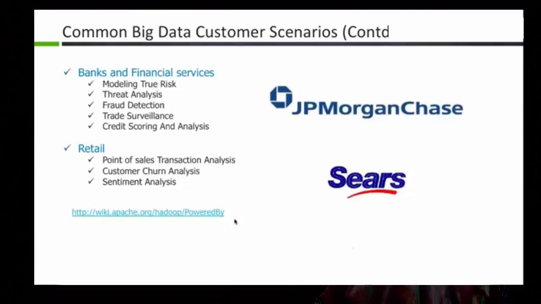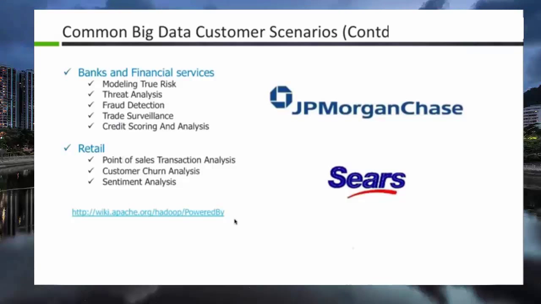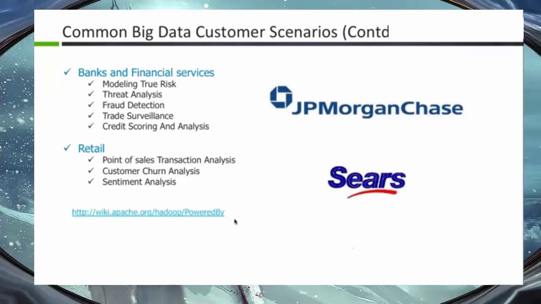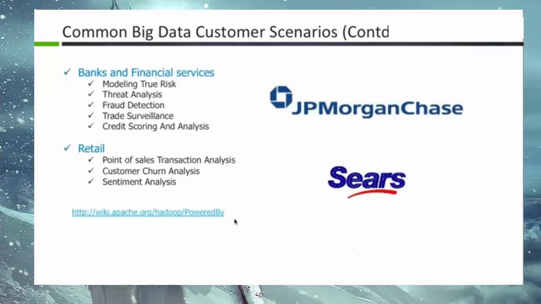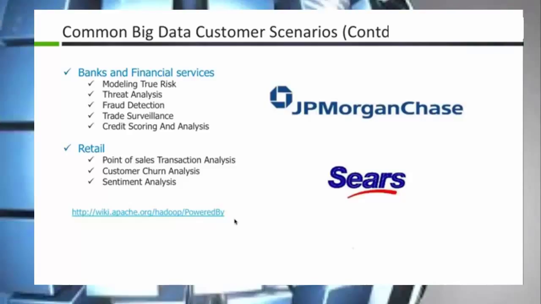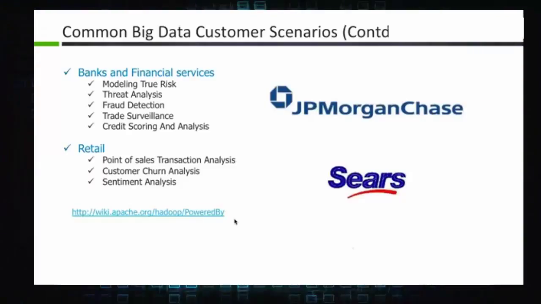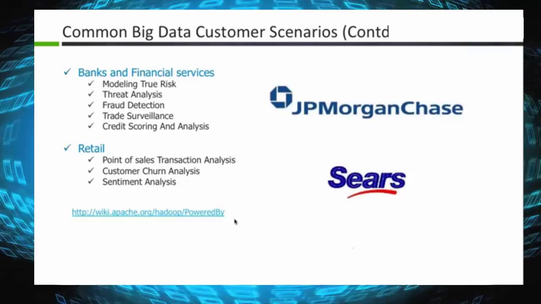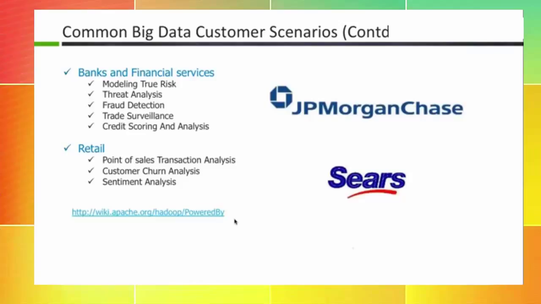Now in banks and financial services, JP Morgan Chase, for example, is one of the largest banks. In fact, all the top 5 banks use Hadoop. Three of the top 5 banks use the Cloudera Hadoop itself. So what do they use Hadoop for? Basically, for modeling true risk. What that means is that for a particular loan or a particular transaction, you look at what the risks associated with it could be.